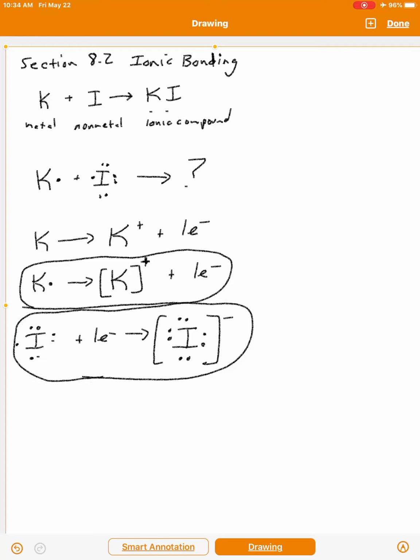Now, what we're going to do is we're going to describe ionic bonding as simply an electrostatic attraction. Simple electrostatic attraction. Do you remember what that means? What that means is that if you have something that is positively charged, and then you have something that's negatively charged, and they are relatively close to each other, they will experience an energy of attraction or a force of attraction.